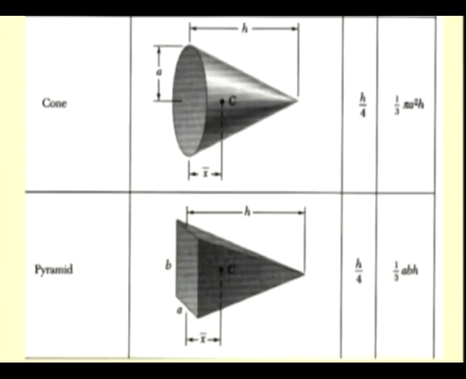In the same way, for other simple solids like cone and pyramid, the location of the centroids can be found. In case of cone, again we have a symmetry. So it lies along this axis and it lies at a distance of h by 4 from the base of this cone. And for this pyramid, we have the centroid located at h by 4 from this base.